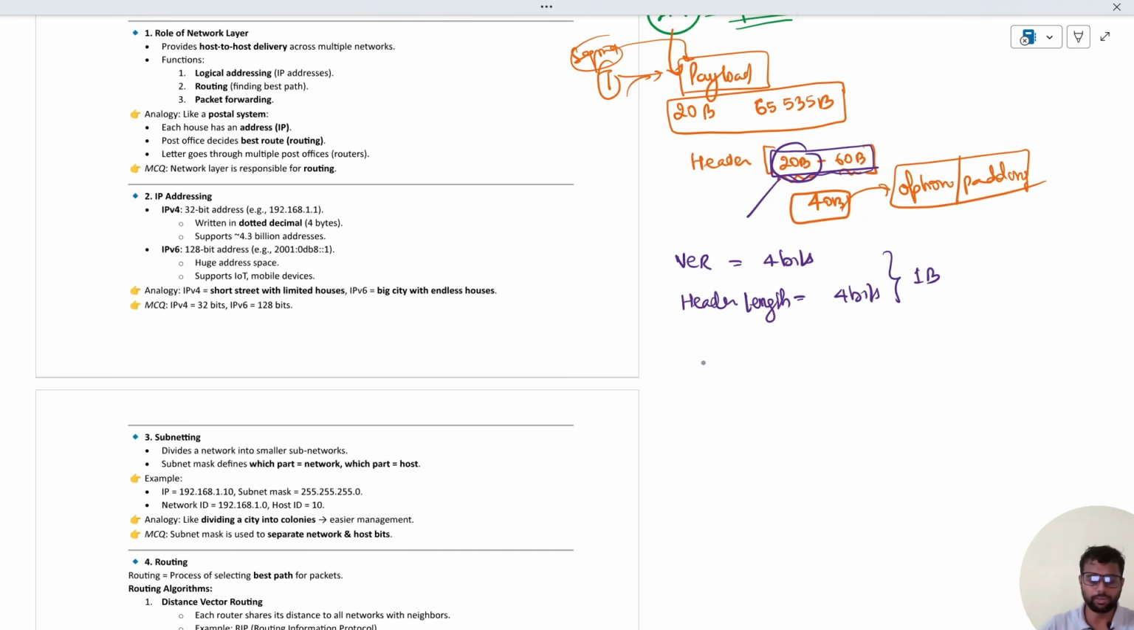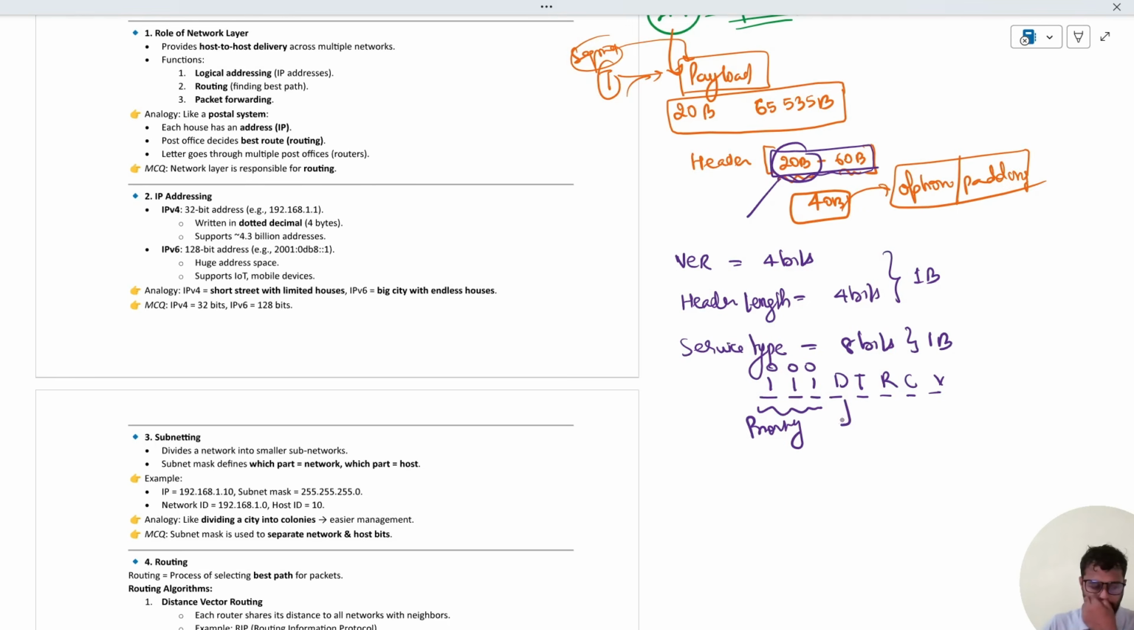Okay, now move to the service type. The next field is service type, and this is 8 bits, that means 1 byte. And out of the 8 bits, 3 bits basically decide the priority. Like 1, 1, 1 will be the highest priority, and 0, 0, 0 will be the lowest priority. Then we have the other 4 bits as D, T, R, C, and the last bit is not used.